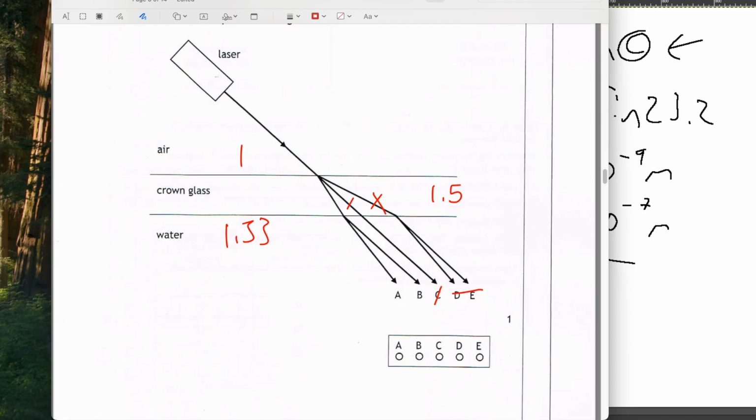So what happens when it goes through into water? It's going from a more dense material into a less dense material, so it's going to bend away from the normal. And both of these are bending away from the normal, right? I'll even put a normal in for you because I'm such a nice person.